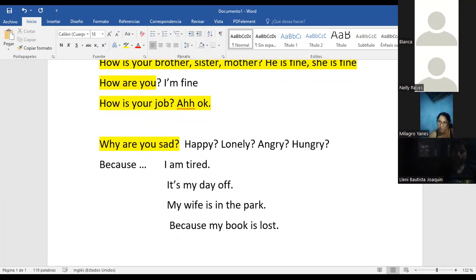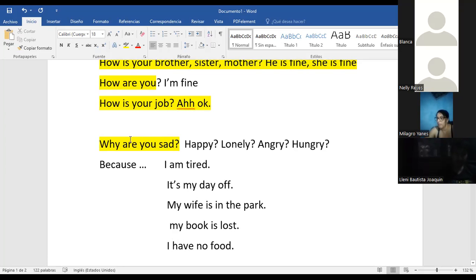And why are you hungry? Because I have no food. Porque no tengo comida, right? Why am I hungry? Good. Entonces, aquí están las respuestas, right?